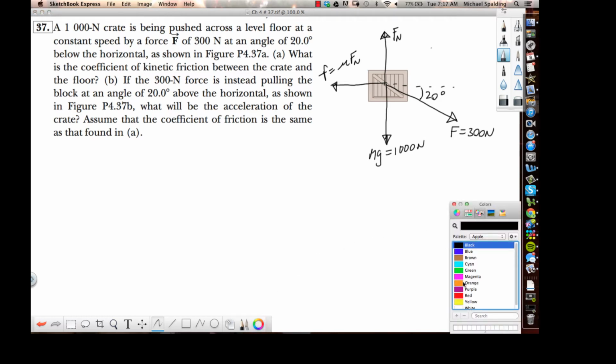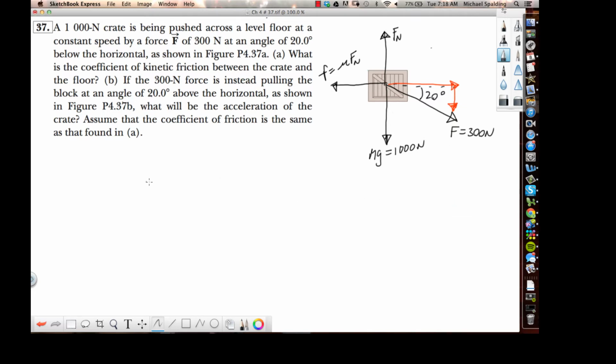And then which vector do we have to break apart? We got to break apart the 300 Newton force into x component, y component. So I'm showing that with red. So there's the free body diagram. So after the free body diagram, we sum the forces. Summing forces x, summing forces y. Okay, the x forces. What are the x forces on the crate? We have the x component of the 300 Newton, and we have friction. Those are the two x forces.